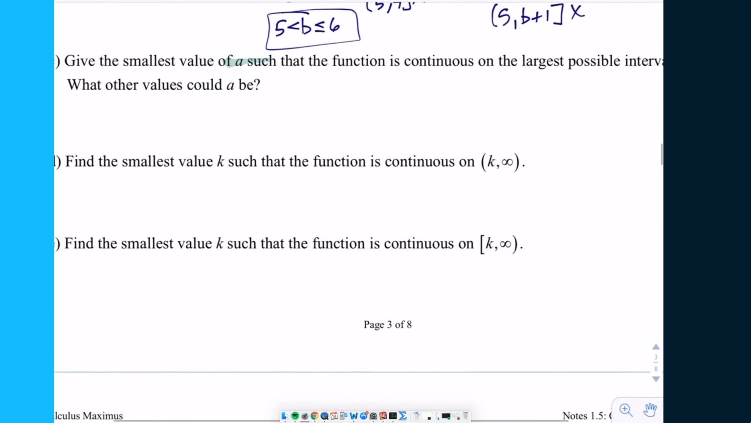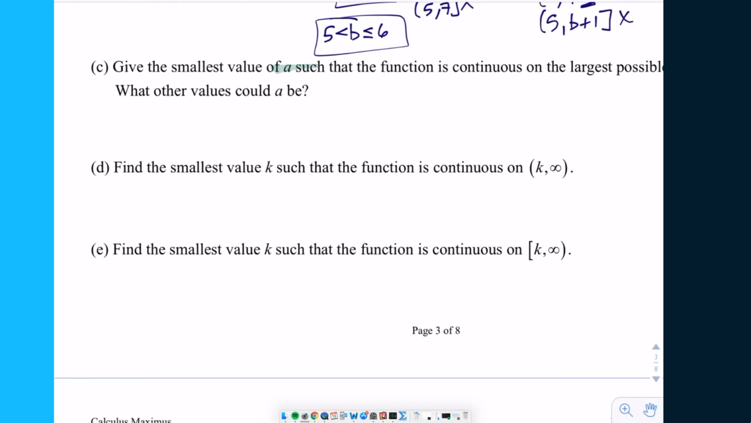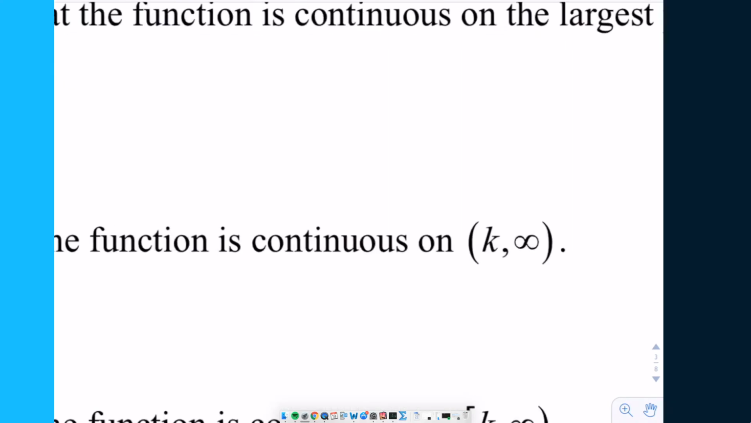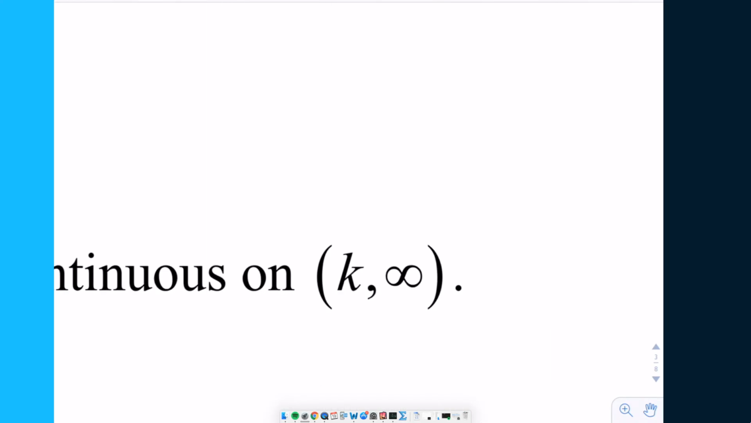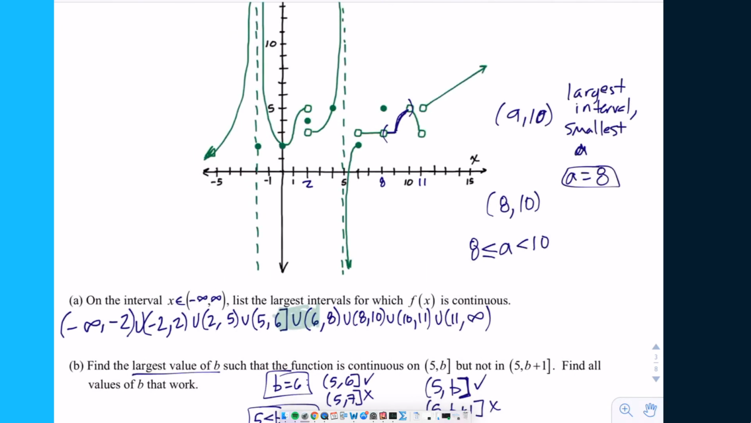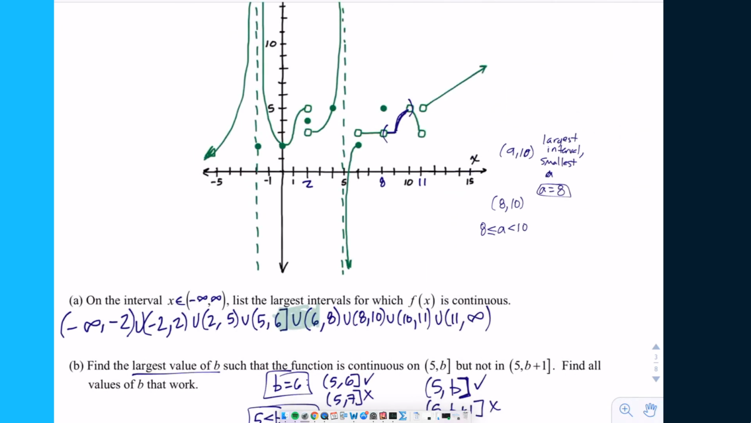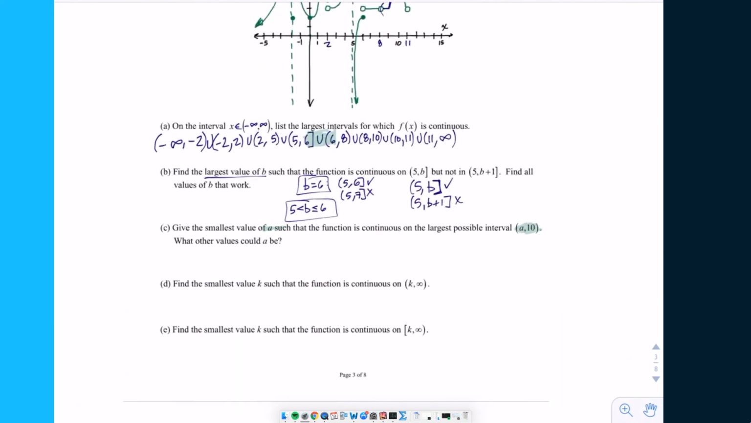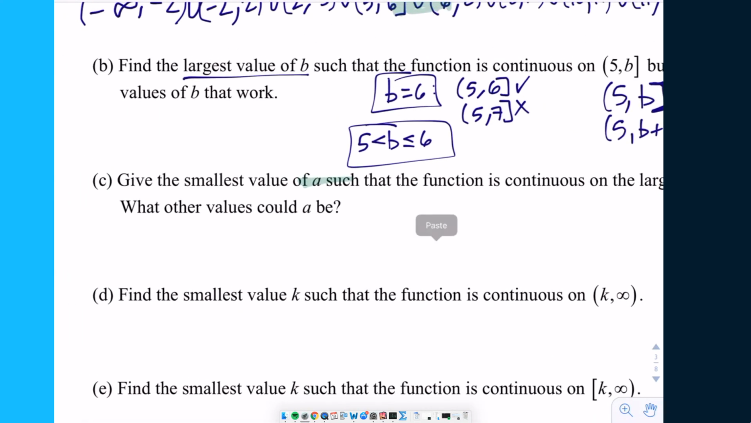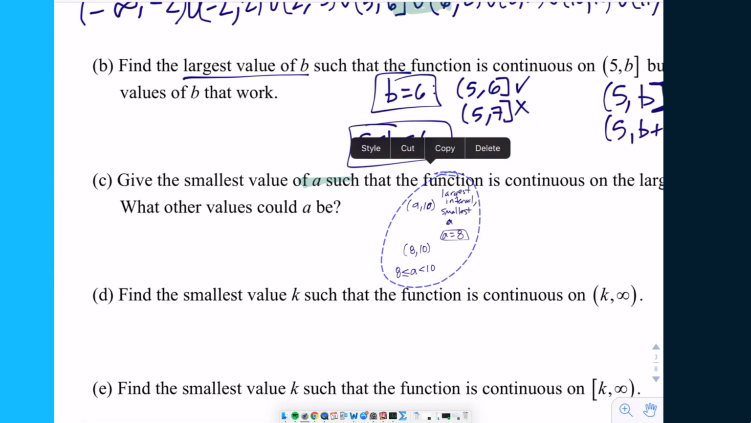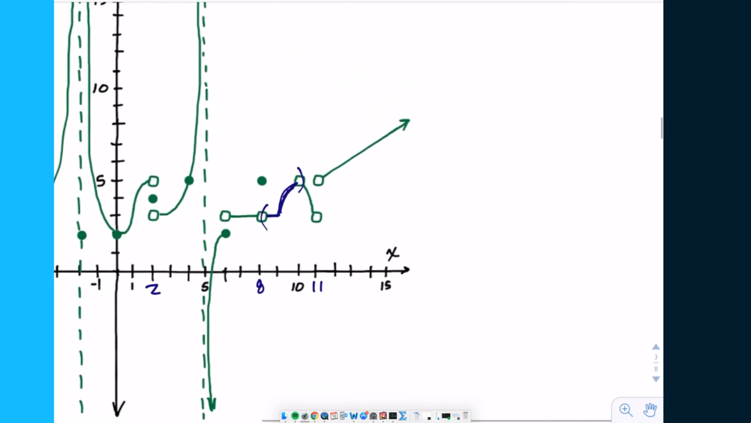All right, so the next one is part D. Find the smallest value of K so that the function is continuous on the open interval from K to infinity. While you're doing that, I'm going to grab all this stuff up here, shrink it down, and then relocate it to the proper letter. K to infinity, smallest K.